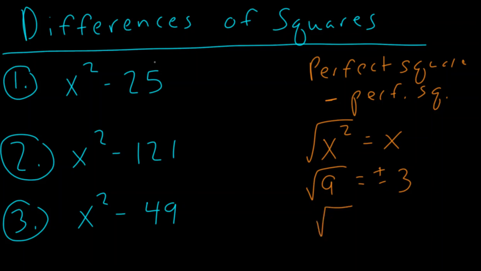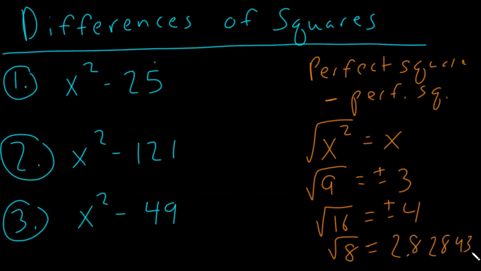So what if I gave you the square root of 16? Well, the square root of 16 is 4, because 4 times 4 gets you to 16, and we include our plus or minus. Now, what about the square root of 8? Well, that's going to be a decimal. The square root of 8 is 2.82843, and it actually continues on, so that is not a perfect square. With that in mind, let's go ahead and factor these differences of squares.